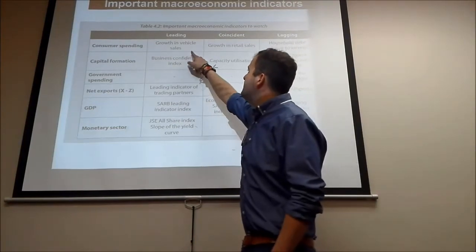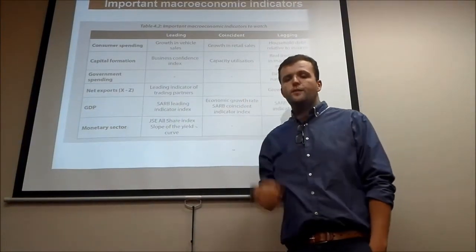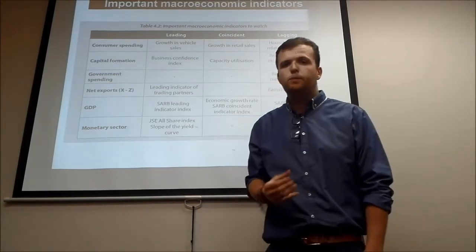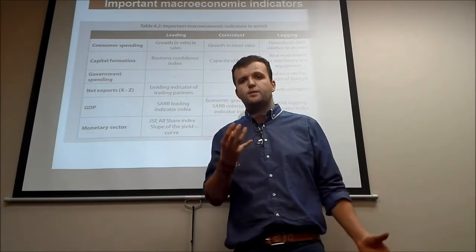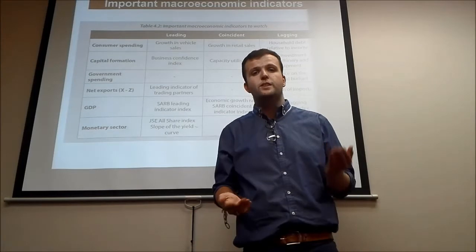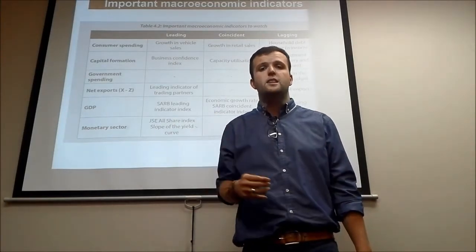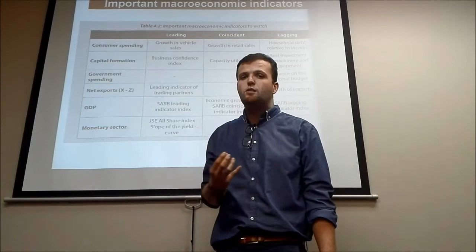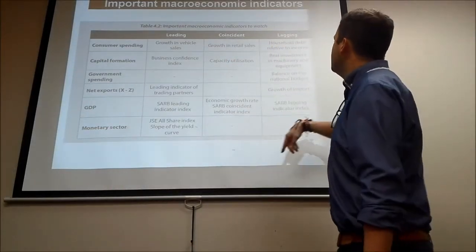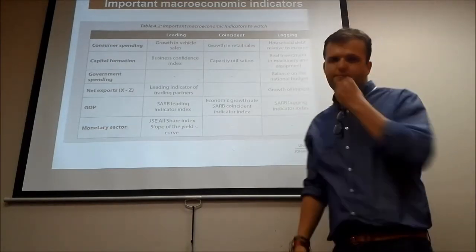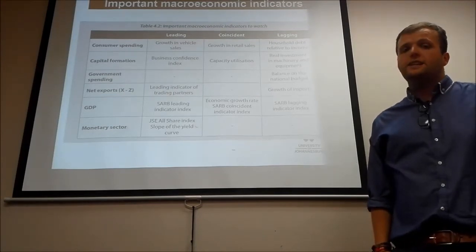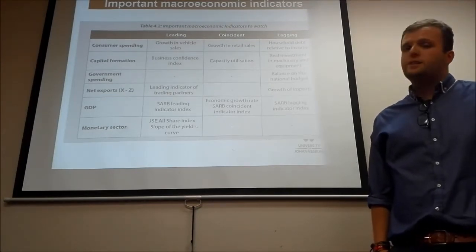Let's take some leading ones: growth in vehicle sales. If your growth in vehicle sales is increasing today, let's say in South Africa, then we know our economy is probably going to follow, because it was shown that growth in vehicle sales normally leads to higher economic growth. If growth in vehicle sales increases, people have more money to spend, and that means the economy is going to increase in a couple of months' time. And then you have your coincident ones and the ones lagging behind. So indicators are just what it says: they indicate where your economy is going to be, where it was, and where it's at.